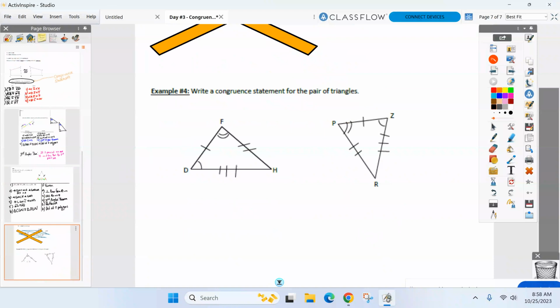Do I have all three pairs of sides? Yes, they're all marked. But I don't have all three pairs of angles marked. I have D and Z congruent. I have F and P, but I didn't mark H and R. Are they even congruent then? Did I even need to mark H and R? Why not? Come on. Wrap this all up today. Why do I not need to do H and R even though I know they're congruent?